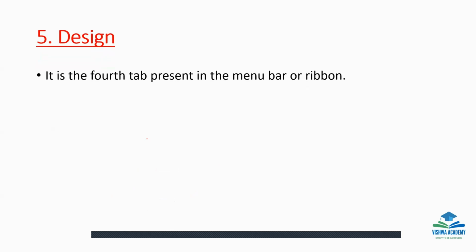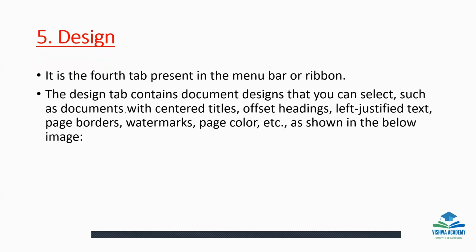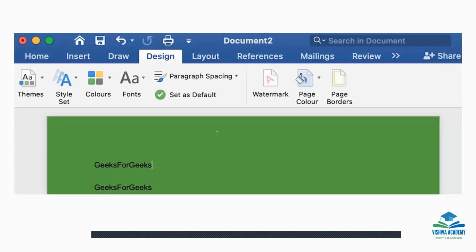Design. What is design? It is the fourth tab present in the menu bar or ribbon. The design tab contains document designs that you can select, such as document with centered titles, offset headings, left justified text, page borders, watermarks, page color, etc., as seen in the next image. So this is the image and we are in the design tab. The design tab has the white hoverboard option.